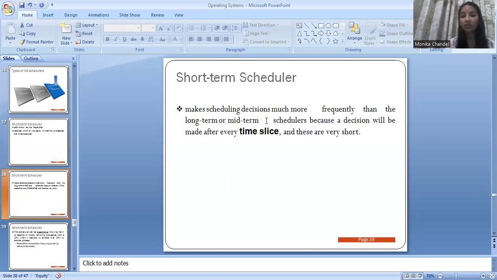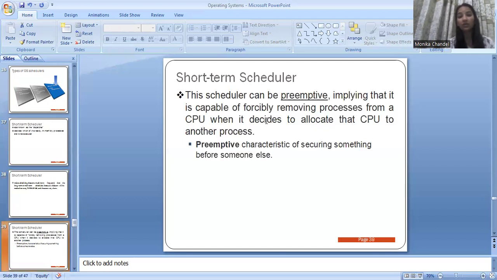It makes scheduling decisions much more frequently than the long-term or mid-term scheduler, because a decision will be made after every time slice, and these are very short. Every job has its own scheduling time, how much time it will take from the CPU whenever it executes. So this time scheduling will be done by the short-term scheduler.